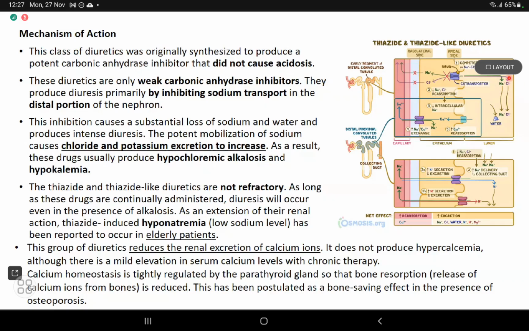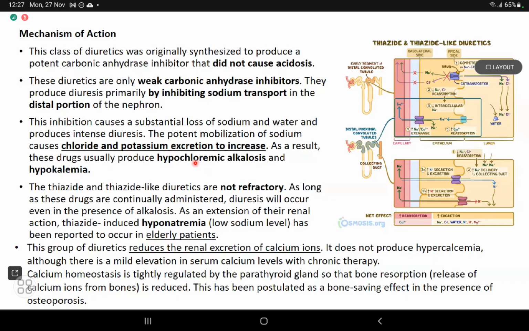So why? Because they are not going to reabsorb these two ions. These two ions we're going to excrete out automatically. So that's why it may cause hypochloremic alkalosis and hypokalemia as well. So remember, until now for this drug, a few points you need to remember: it does not cause acidosis, but will cause alkalosis because of the hypochloremic effect. Why? Because first, they will inhibit the absorption of sodium. They enhance the excretion of chloride and potassium.